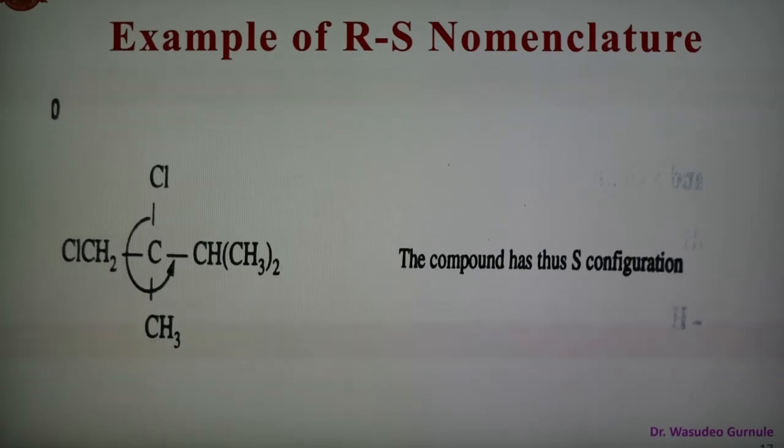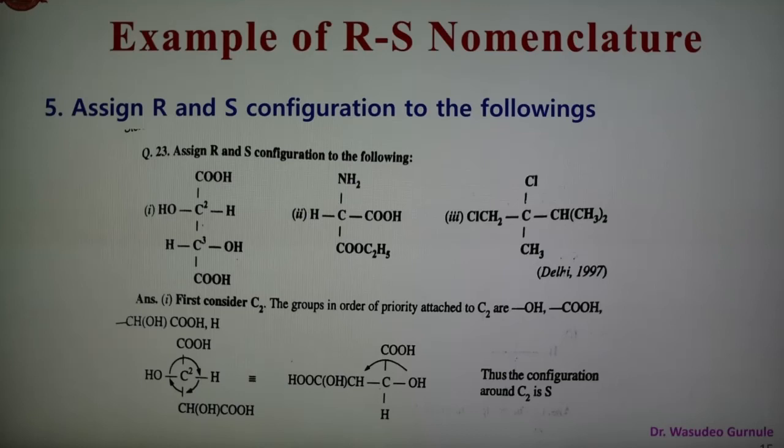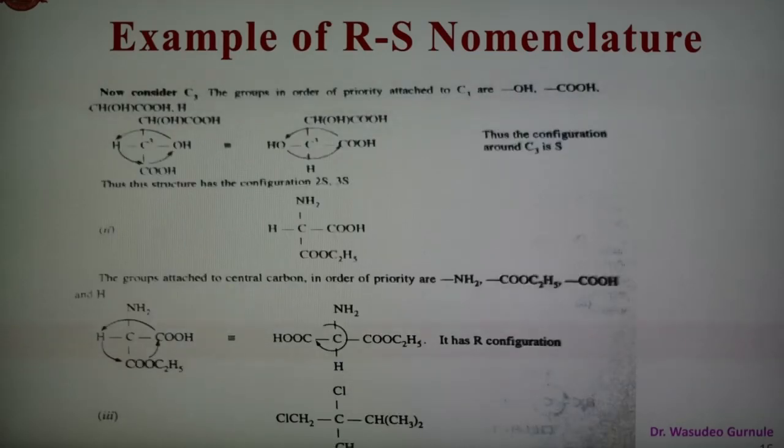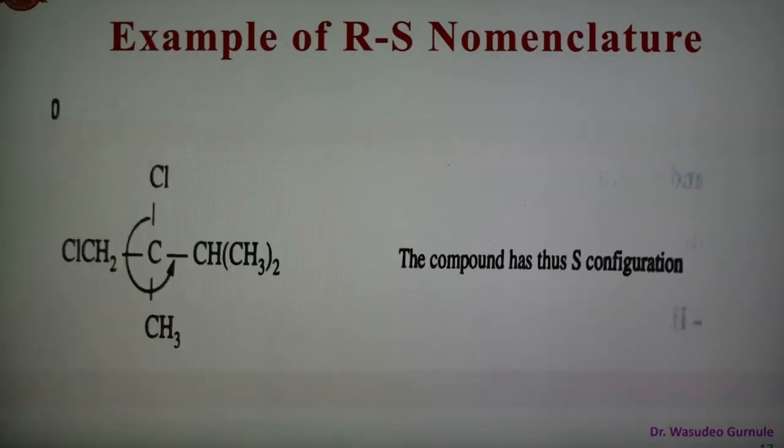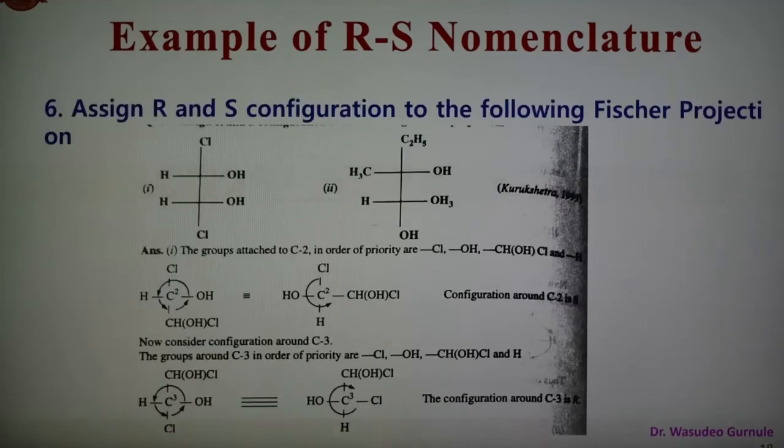So 1, 2, 3. So some are having S: the first is having S, the second, C3, is also having S, and the second compound has R, and the third is also having S configuration. So R and S configuration can be known, or we can assign it to the organic compound. One more example is there.